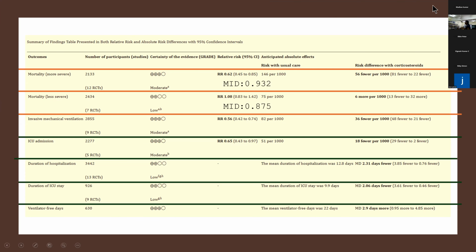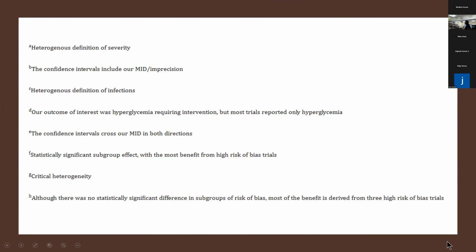Okay. So just for the interest sake, we also found out that the rate of invasive mechanical ventilation came down by giving steroids. The ICU admission rate also was down by steroids. The duration of hospitalization decreased by 2.31 by giving steroids. Duration of ICU stay also decreased by giving steroids. So overall, it seems that steroids have actually shown beneficial outcome in patients with severe pneumonia. So this is basically the legend for their certainty of evidence grading.